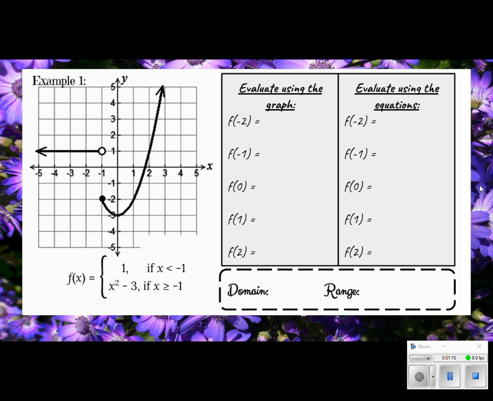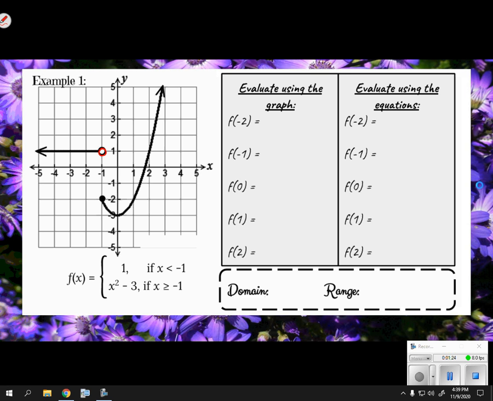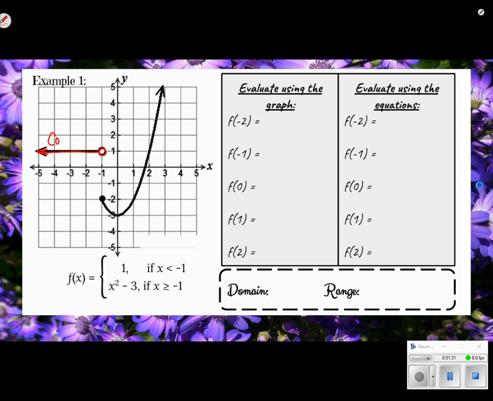We are looking at example one. And example one is made up of two components. This is our piecewise function. If you notice the piece on the left that has the open circle and is headed to the left, it's that flat horizontal line. This is a constant function, or we looked at it yesterday as one of our step functions. And then we have this piece that has a closed circle and then looks very, very quadratic.